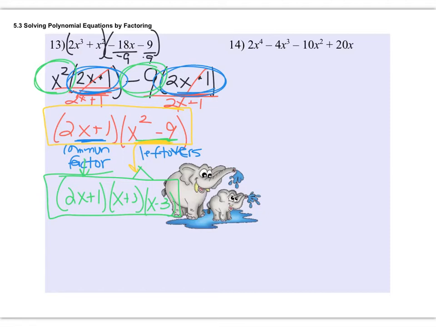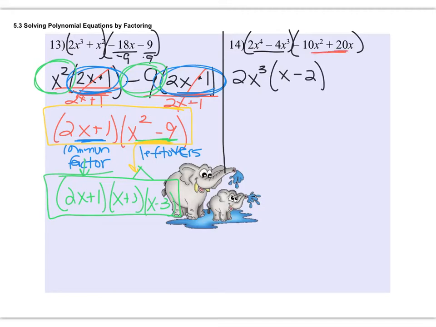All right, so number 14. Again, let's take a look. We have 4 terms. We will group the first 2 and the last 2, and then we pull out a GCF. So the GCF in that first set, I can take out a 2x cubed. So taking out 2x cubed from here leaves me with x minus 2. All right, then we will pull a GCF out of this second part, and the first one's negative, so I can take out a negative 10x.